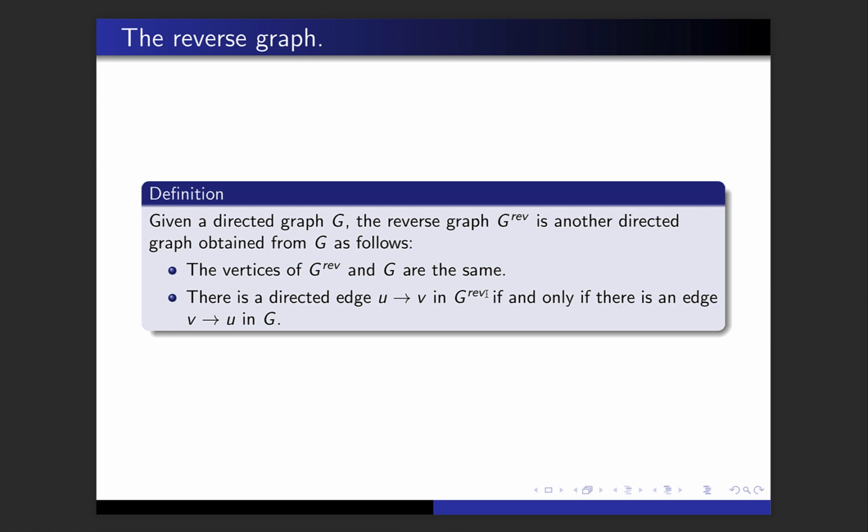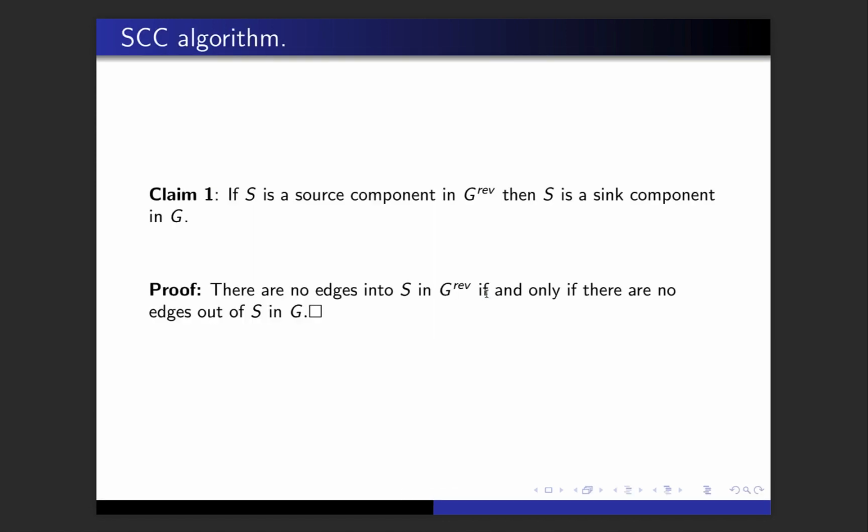Now, why is this definition important? Let me show you the next slide with a simple claim. I claim that if I have a source component in the reverse graph, that component is a sink component in the original graph. Why is that? Well, this is a source component in the reverse graph. That means that edges in the reverse graph are coming out of the component. If I change the orientation of those edges, they are coming into the component and nothing goes out. So that is a sink component in G.